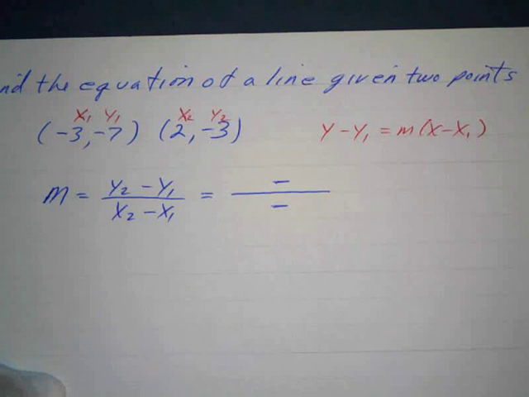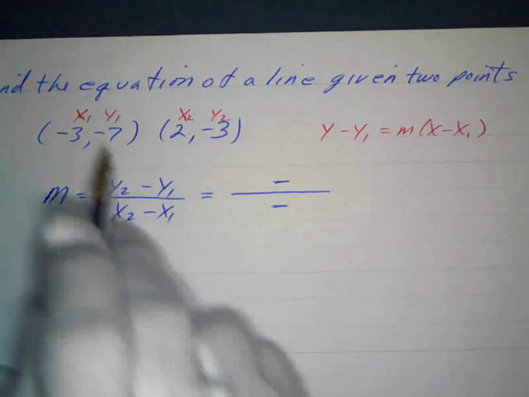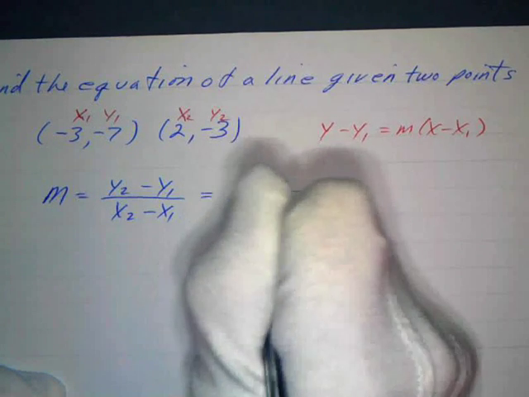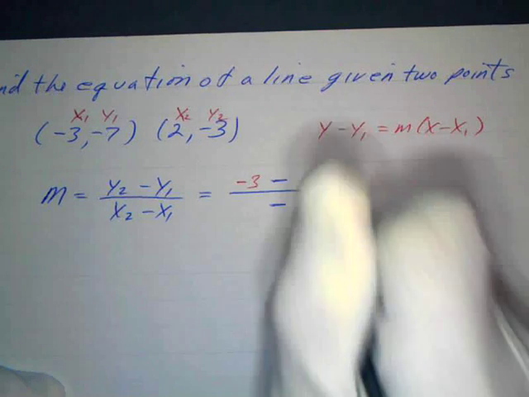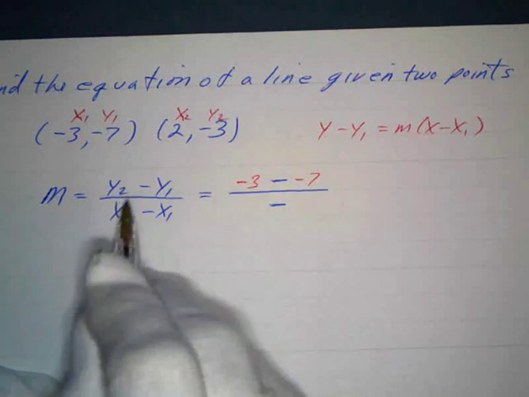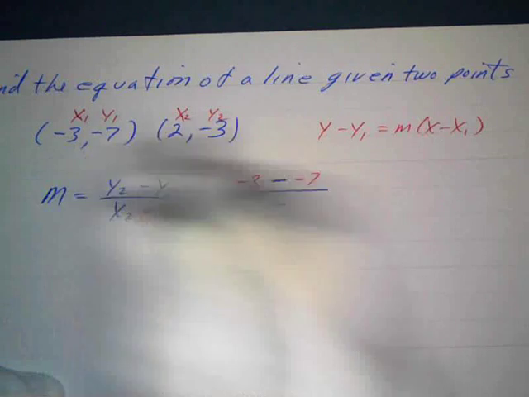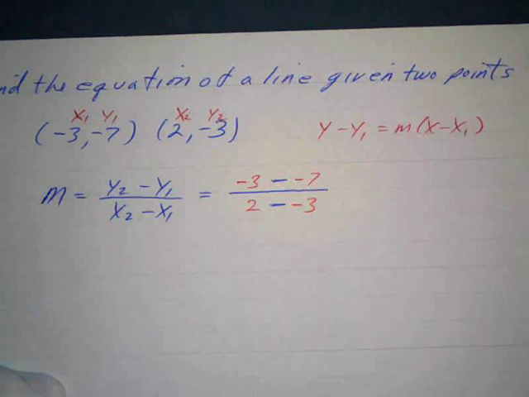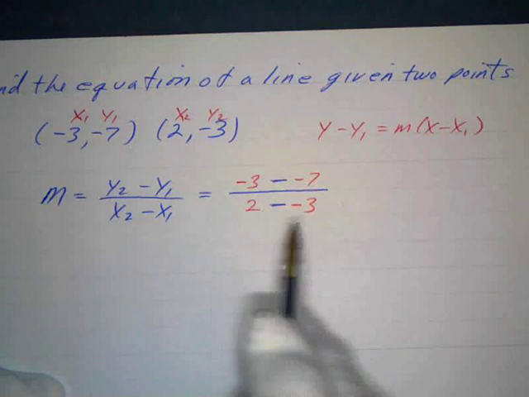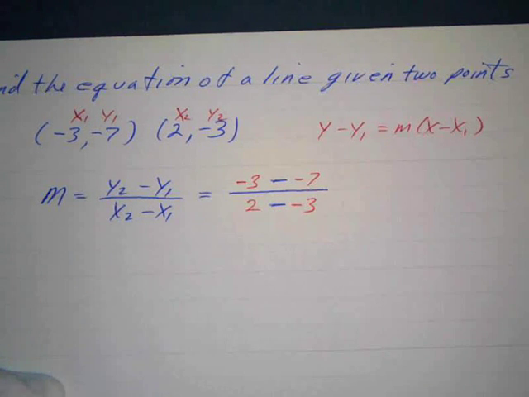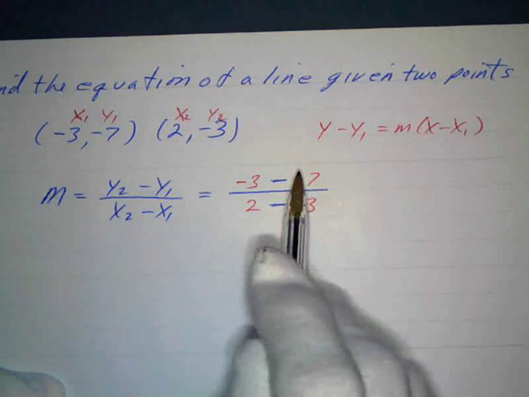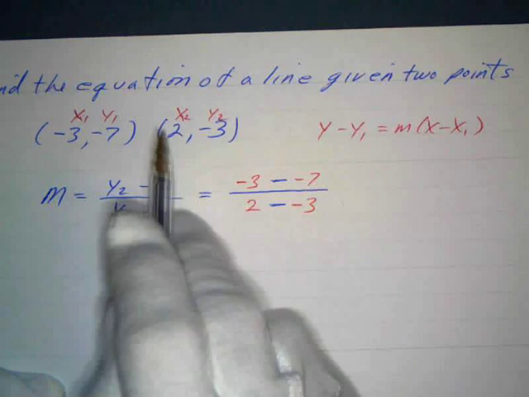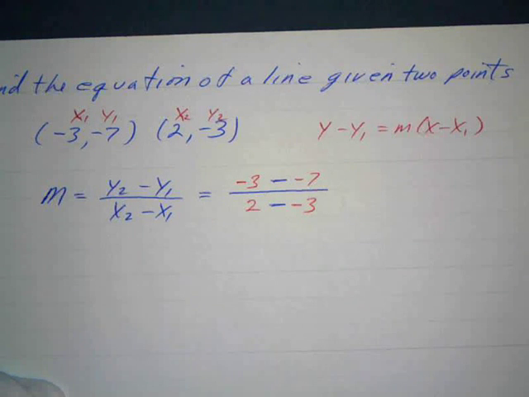Okay. And then I can substitute my data in. Once I've got my points labeled, it's real easy. So what's y2? I just look up here. y2 is negative 3. y1 is negative 7. x2 is 2. And x1 is negative 3. So again, negative signs in the formula and negative signs in the data, so you can always double check it. Okay, y2, y1, x2, x1. And then we simplify this.